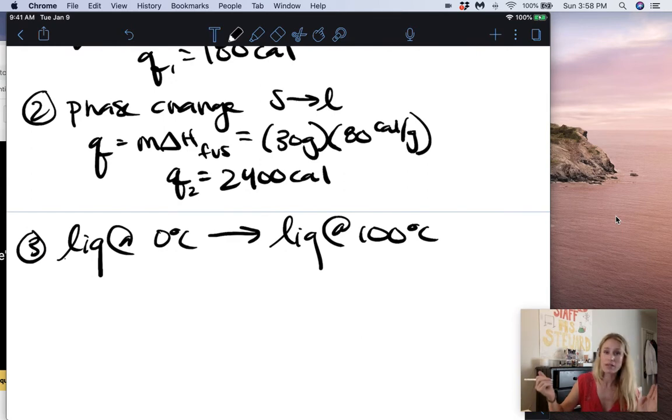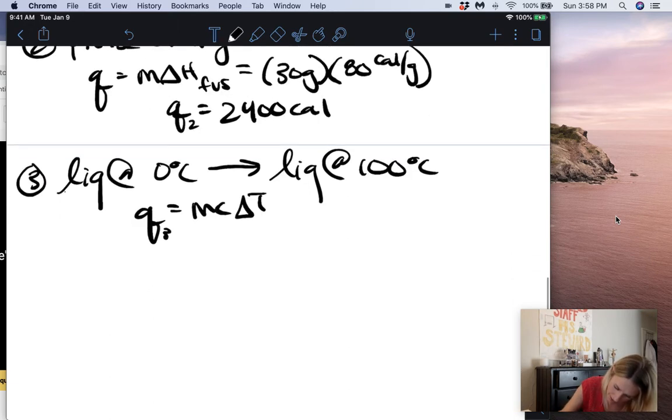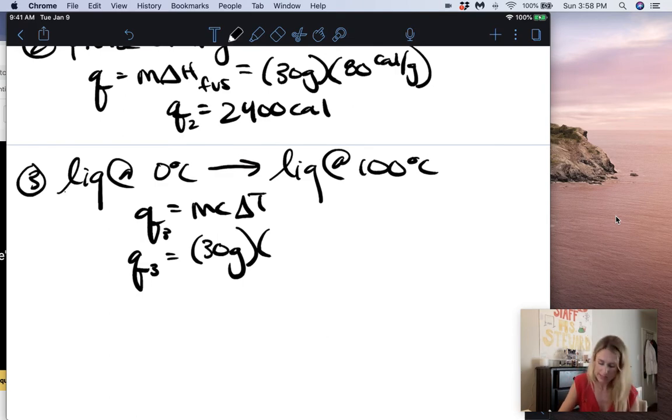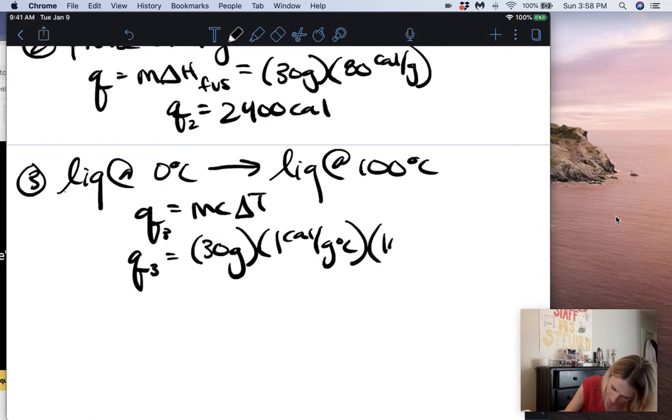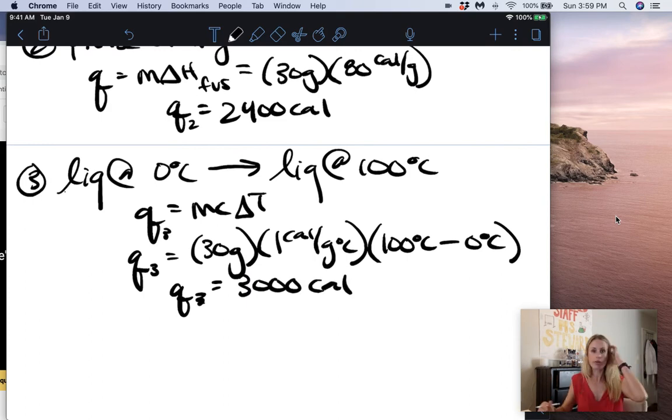Again, the reason we can use Q equals MC delta T here is because we are changing temperature. So Q is equal to MC delta T for part 3. For the heat needed for this part, mass again is 30 grams. Our specific heat for liquid water was that 1 calorie per gram degrees Celsius. And the change in temperature is the final temperature, 100 degrees Celsius, minus the initial temperature, 0 degrees Celsius. So our heat added for part 3 will be 30 times 1 times 100, and we get 3,000 calories for Q3.